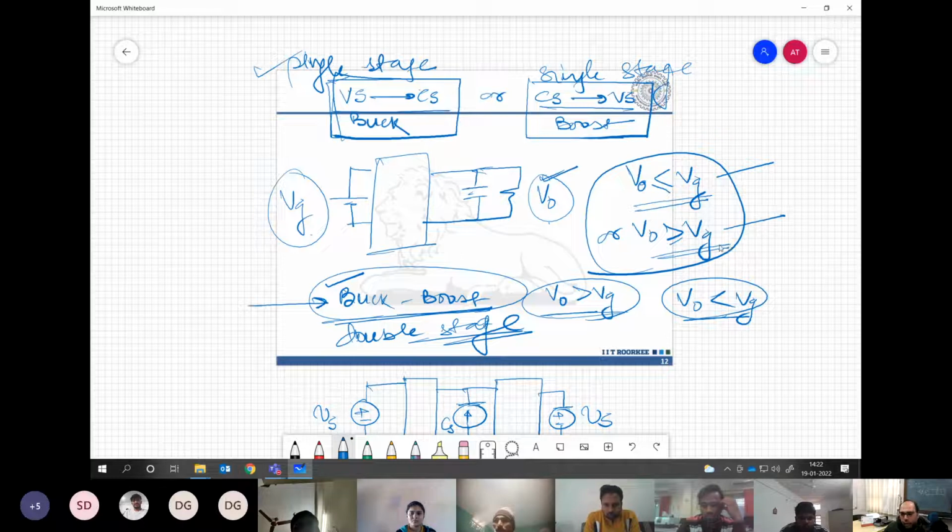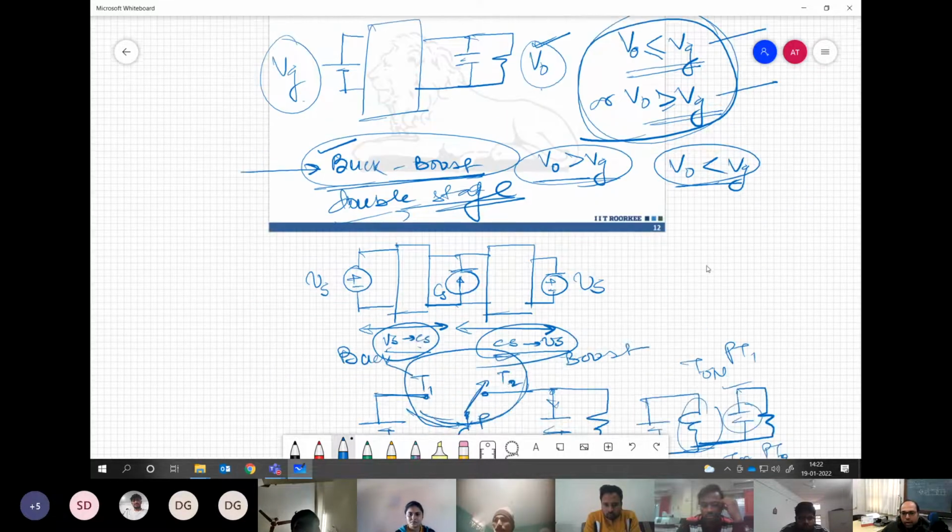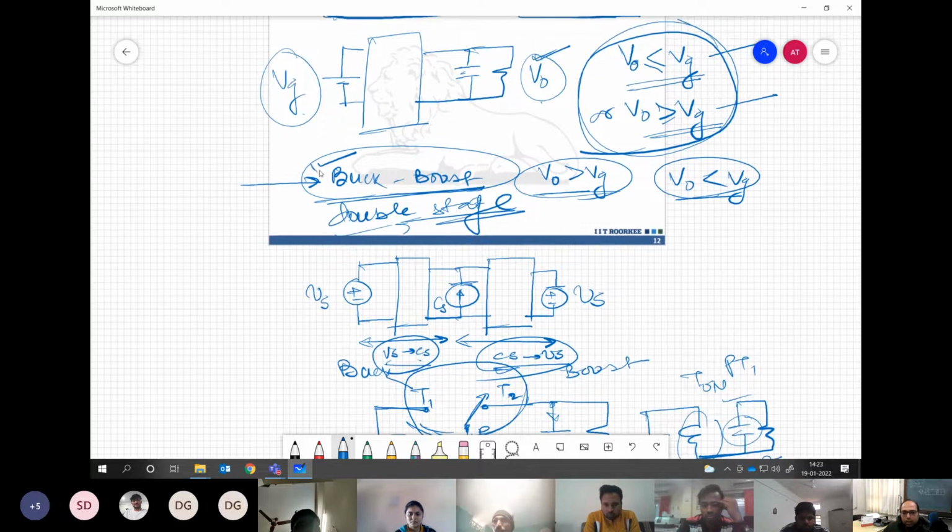What we can do at most is club these two things in the same converter, which we call double stage. So we may have, let's say, first the buck operation and then the boost operation. This means we will have power transfer from the voltage source to the current source and then from the current source to the voltage source. That's the meaning of buck and then boost, which is why this converter is famously known as the buck boost converter. We may also have configurations like boost and then buck, depending on how you arrange the power sources in the circuit. Am I clear?